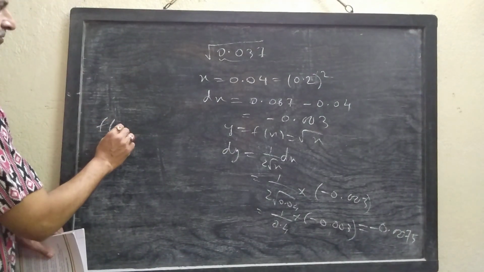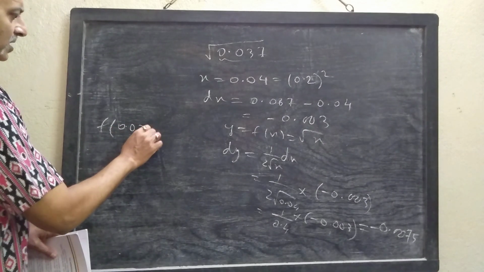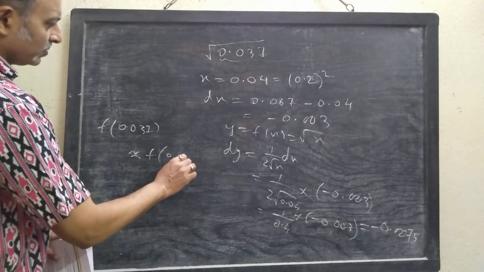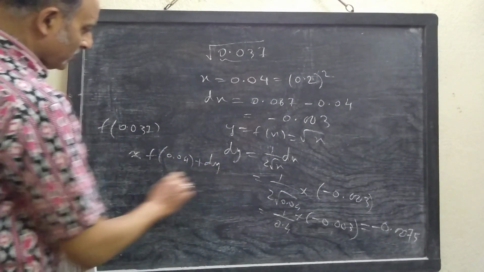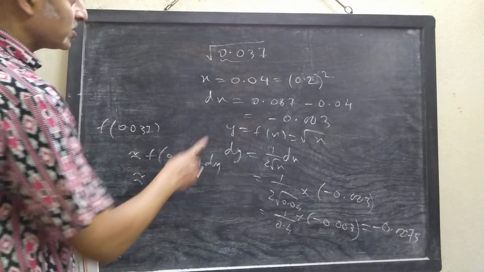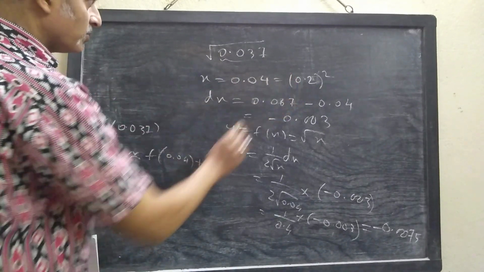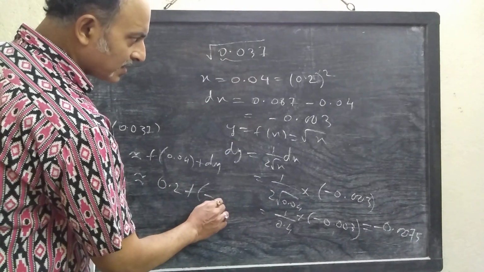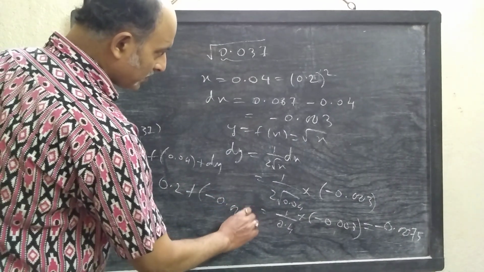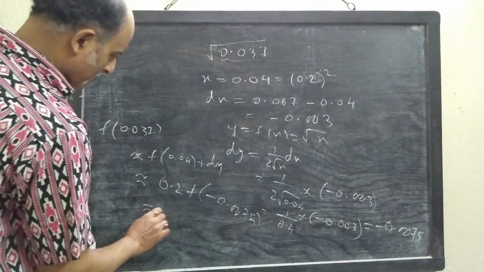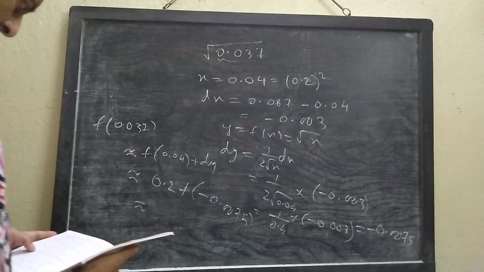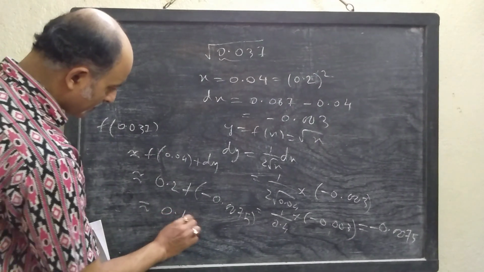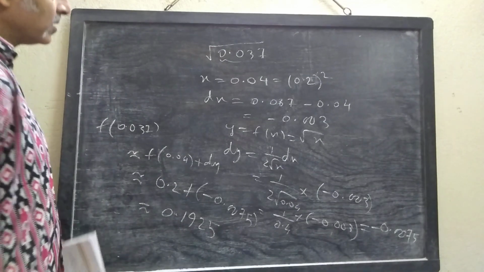So you are asked to find f of 0.037, that is approximately equal to f of 0.04 plus dy, approximately equal to f of 0.04 is 0.2 plus your dy is minus 0.0075. This is approximately equal to 0.1925. Okay.